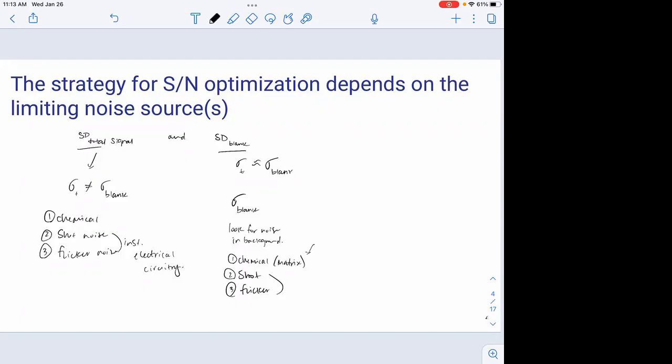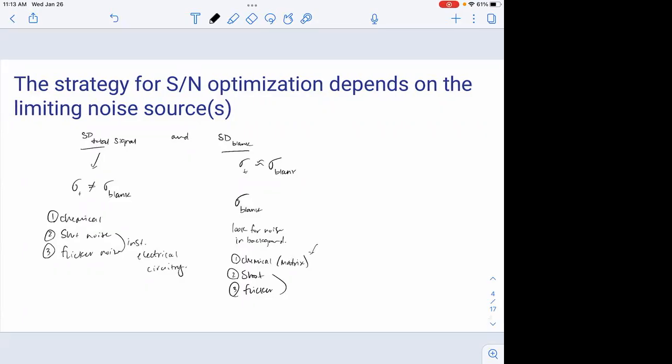If you have noise in the blank that is about equal to what you see for noise in dark current, yikes. Right, this is like the thermal Nyquist noise. This is sort of the end of the road for you. This is where instrument noise is limiting to your precision.